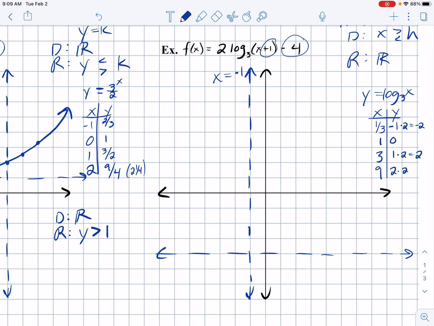So negative 2, positive 2, positive 4. Okay, let's go graph these points. 1/3, negative 2. Oops. You're graphing from your new origin, so right here. 1, 0, 3, 2, and 9, 4.